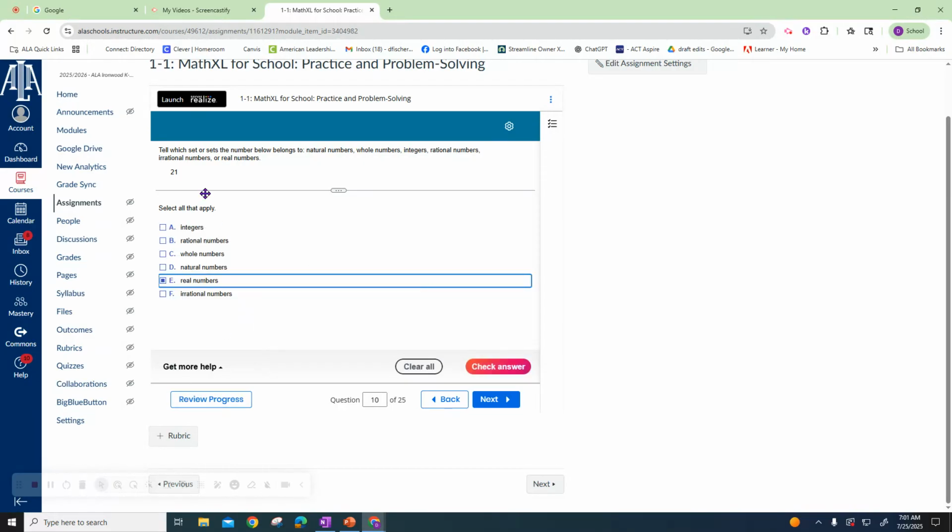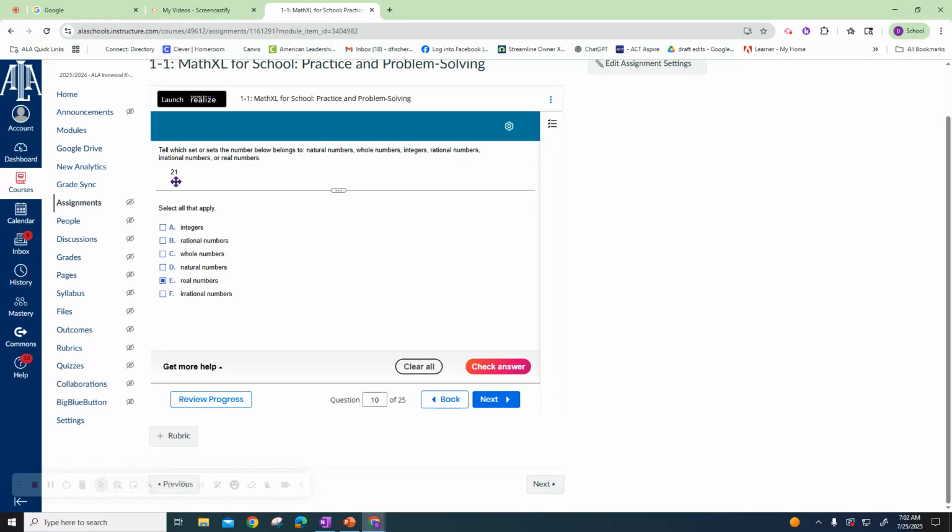So let's look at this question real quick. Tell whether the number below belongs to the set of natural numbers, whole numbers, integers, rational numbers, irrational numbers, or real numbers. So the number is 21. They said select all that apply. Now, if you remember back to yesterday, we said all numbers are real numbers. So if I want to look for that, bam, there it is. I accidentally already clicked on it. So sometimes they'll give real numbers as possible answers. Sometimes they'll say, you know what, everybody knows every number is a real number, so let's just eliminate that option.